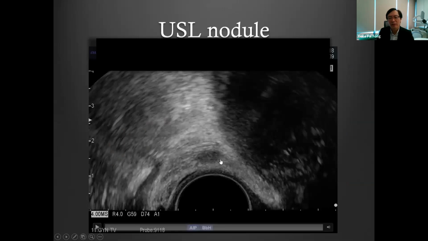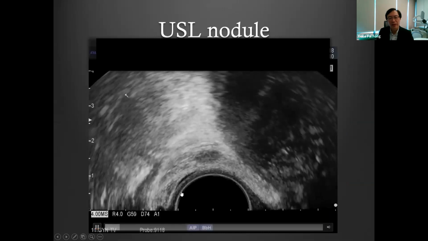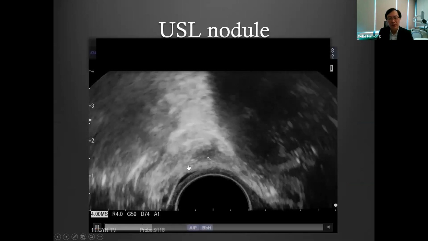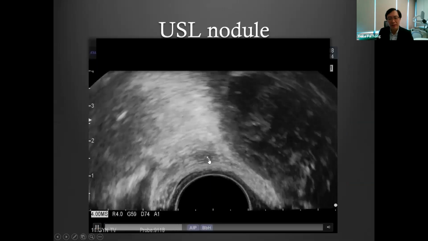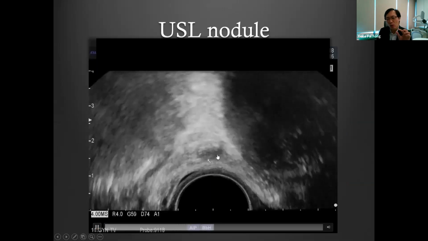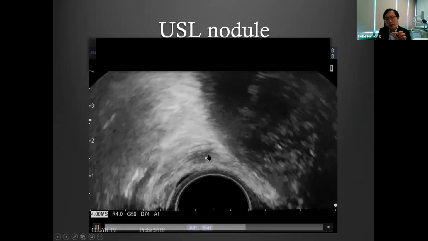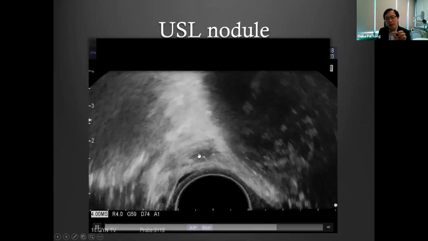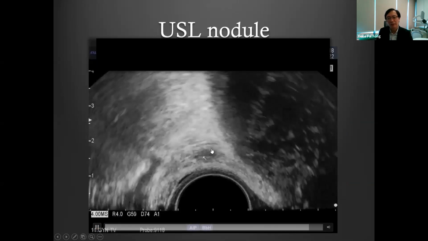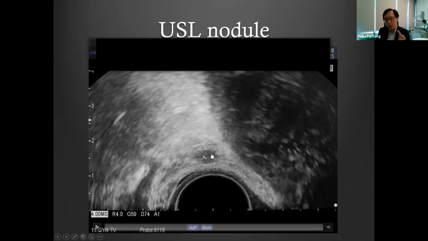Okay, so you can see now this is the uterosacral ligament nodule over here. Okay, I will show you. Right, the uterosacral ligament is over here, right? This part here is thickened, right? You can see there's a nodule here. There's a low echo shadow within the uterosacral ligament. Right? It's not so bad. It's not as thick as the previous case, but it's still thickened.